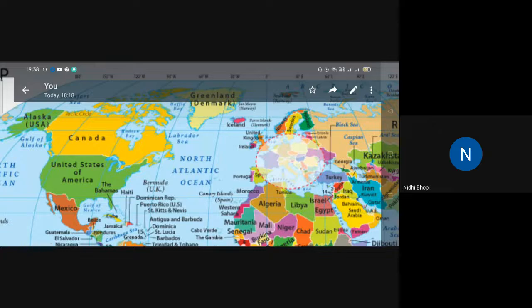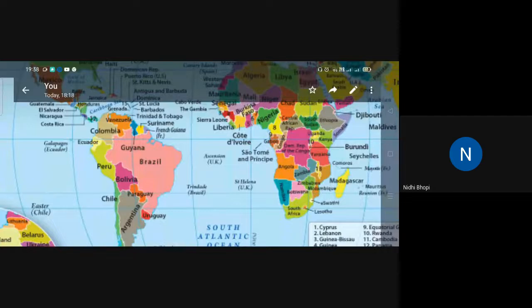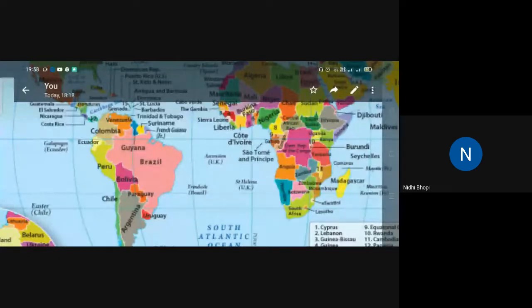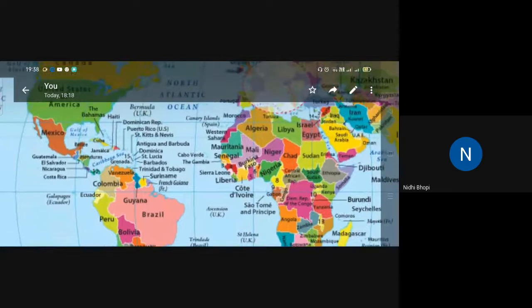So you can see Canada, Alaska, then the Bahamas, then Mexico, then you had Colombia, you had Brazil, Peru, Chile, Paraguay, Bolivia, Uruguay, Argentina. These are all the countries. Other than that, you can see a dense network of countries are shown.